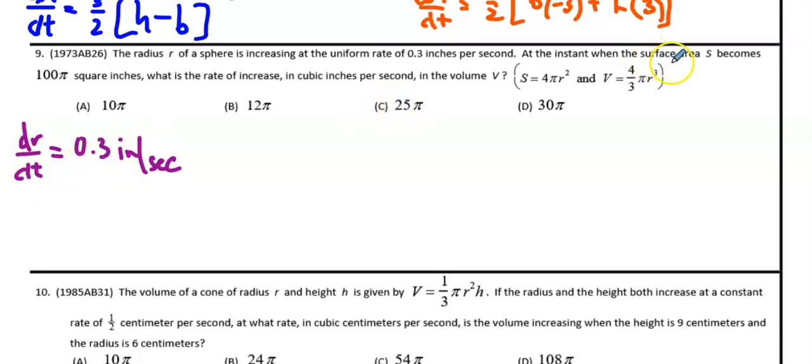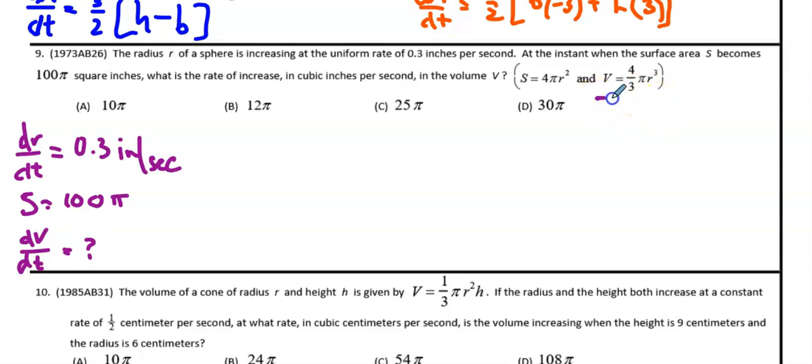Okay, so S becomes 100 pi. So the surface area is just 100 pi. In this particular example, we want to know what's happening when the surface area becomes 100 pi. And then what is the rate of increase of our volume? So we want to know the change in the volume with respect to time, dV/dt. Okay, so that's what we need to know.